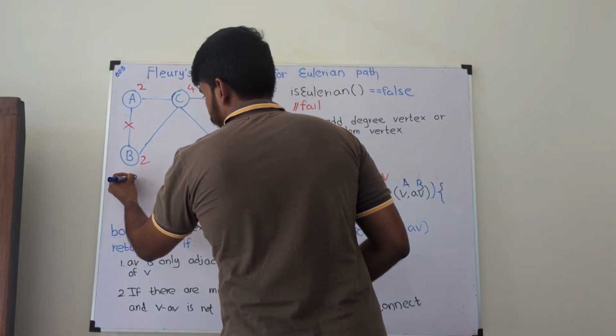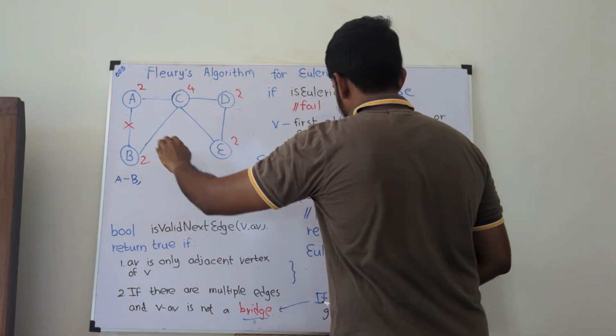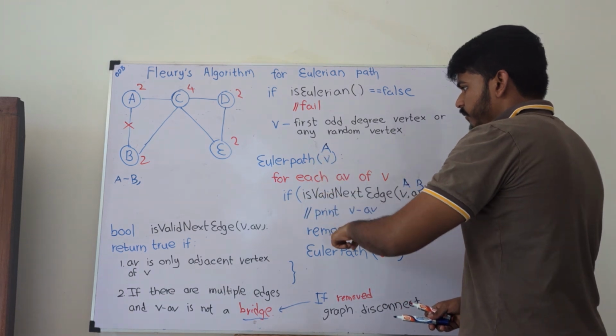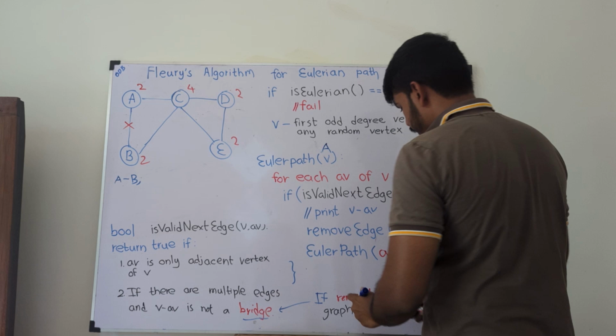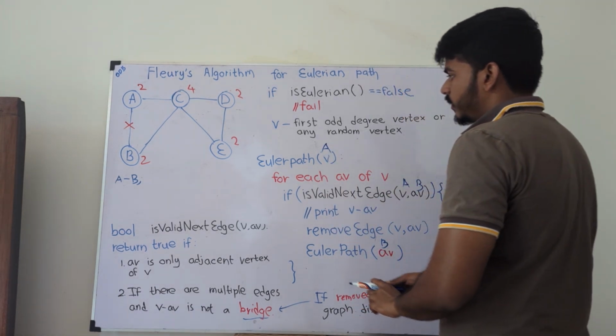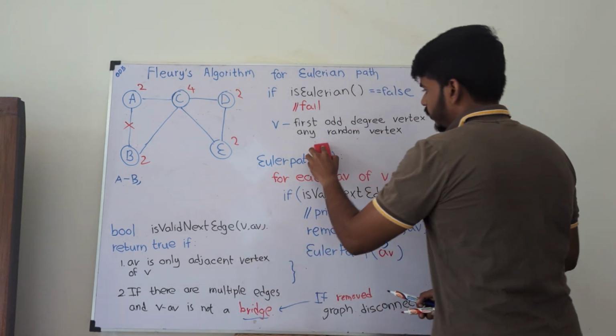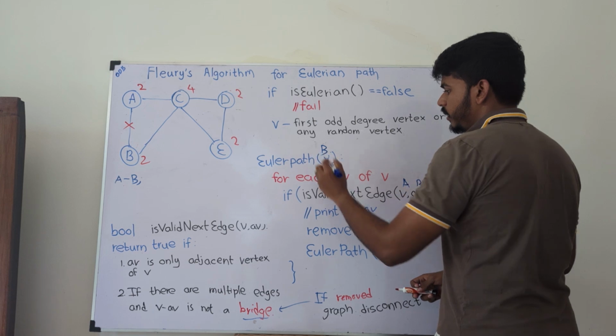A, B. We are going to print this. Then we are going to remove this edge. I have removed it. Then for the function again, I am going to take the adjacent vertex. So this is going to be D. So that is taken.